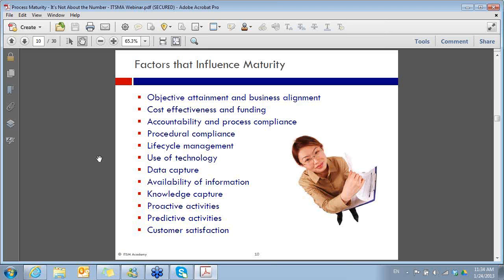How are you doing with using technology and capturing data and producing information and knowledge, right? So do you have the ability to capture what you need in order to execute those processes efficiently and effectively at any given point in time? Knowledge capture is critical, and it's becoming more and more important in this day and age.